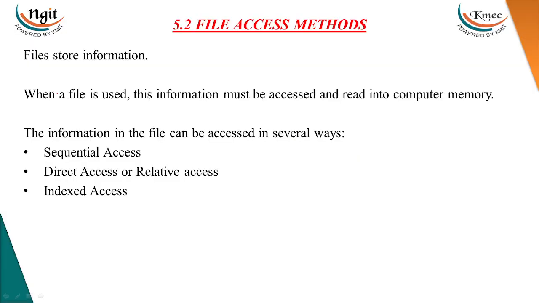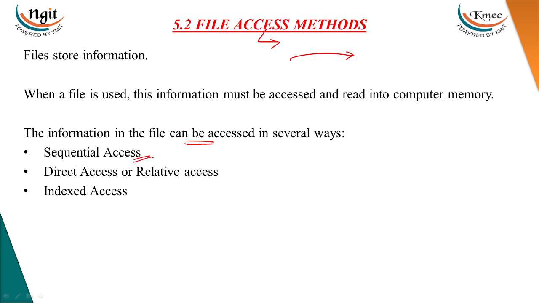Let's see the next topic, file access methods. We need to access a file when a process uses that particular file. That means we need to read the contents of the file when it is used. Because a file stores information in secondary storage, the information is brought from secondary storage to primary storage. There are three ways a file can be accessed.